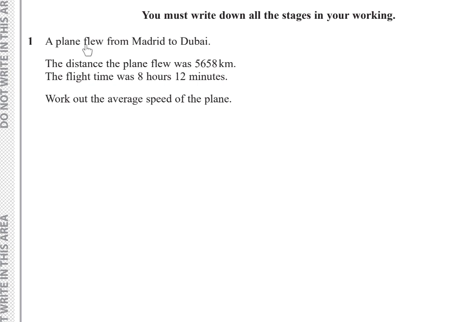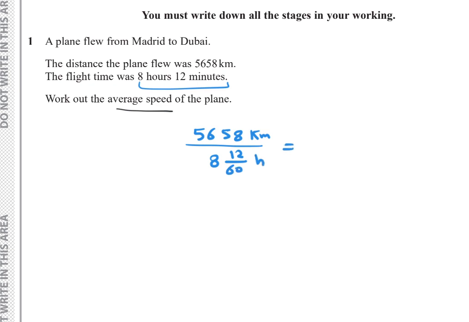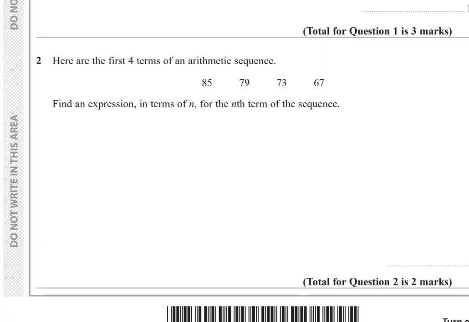Number 1. A plane flew from Madrid to Dubai. The distance the plane flew was 5,658 kilometers. The flight time was 8 hours and 12 minutes. Work out the average speed. Average speed equals distance over time, so 5,658 kilometers. We need the time in hours only, so 8 and 12 over 60 hours, so equals 690 kilometers per hour.